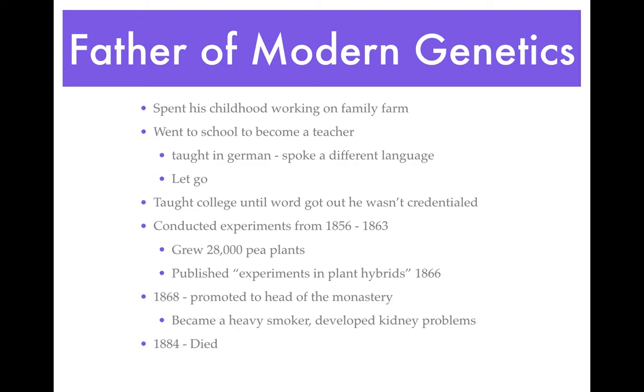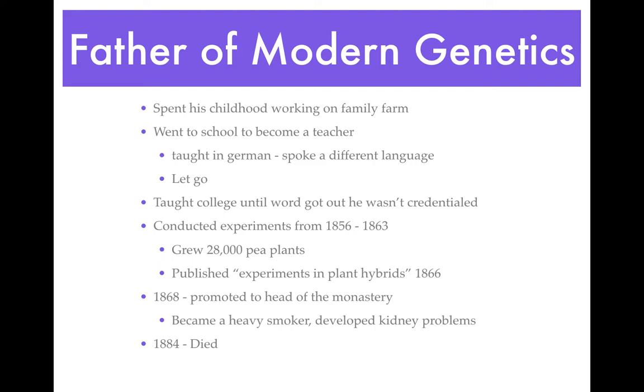So from 1856 to 1863, roughly the time of the American Civil War, he grew about 28,000 pea plants. And he published the results of his experiments in a paper called Experiments in Plant Hybrids in 1866. Nothing happened. That paper was hardly ever read. It was very important. It was rediscovered years later. But as far as Mendel knew, nothing ever became of that. It was just one more of those things that didn't work out the way he hoped.